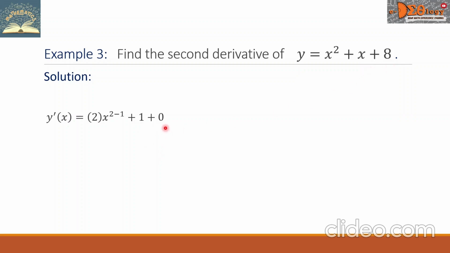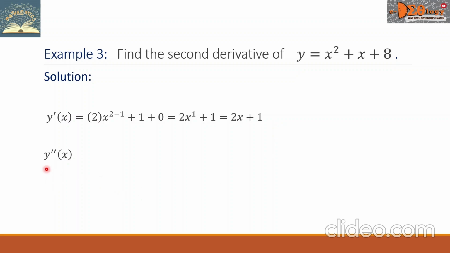8, which is 0. Simplifying further, the first term is now 2 times x raised to power 1, plus we copy this 1, no need to write the 0 here. So with exponent 1, we can simplify further as 2x plus 1. This is the first derivative.